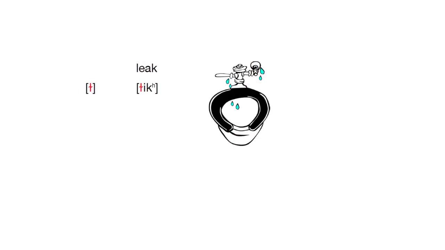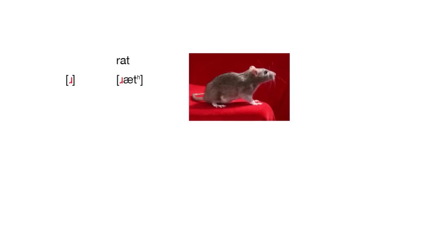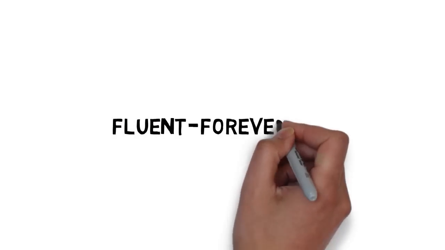And finally, we covered the hardest consonants in English. L as in leak, made with a raised front and back of your tongue, leak, and then r as in rat, made with a raised back of your tongue and rounded lips. And that's it for English's consonants. Next up, the English vowels.